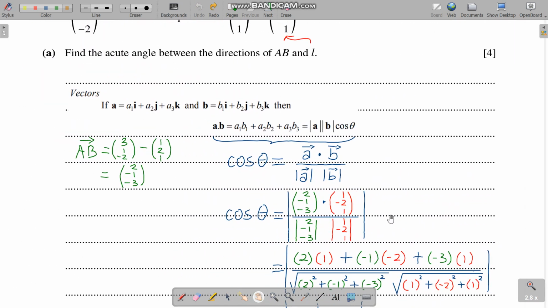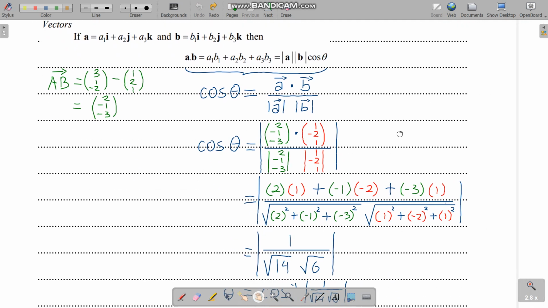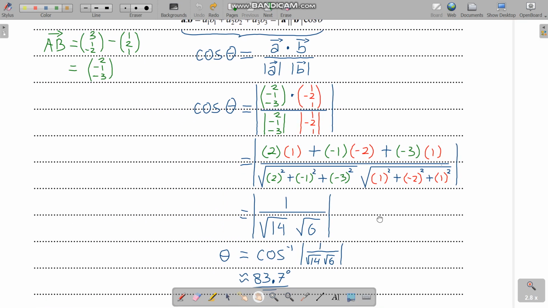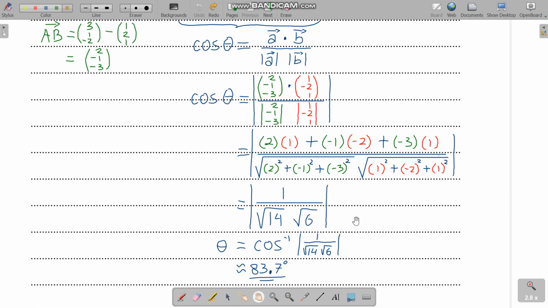Since we are looking for the acute angle, we need to use something positive for the inverse cos. So you can use the absolute value to make sure it's positive. Otherwise you're going to get the second quadrant obtuse angle if it's negative. But in this case it's positive, so there's actually no need to use the absolute value.